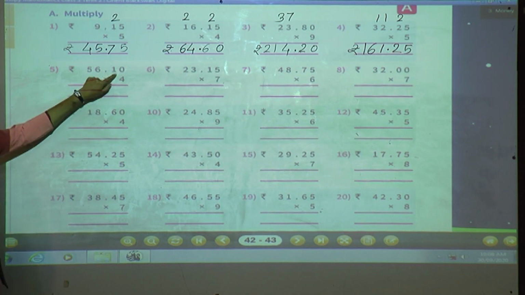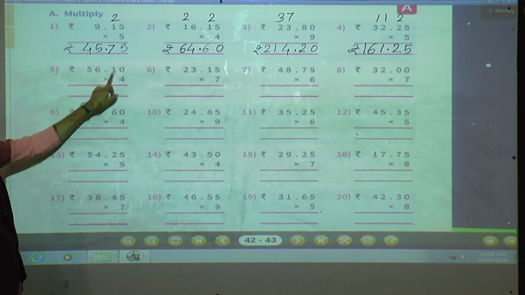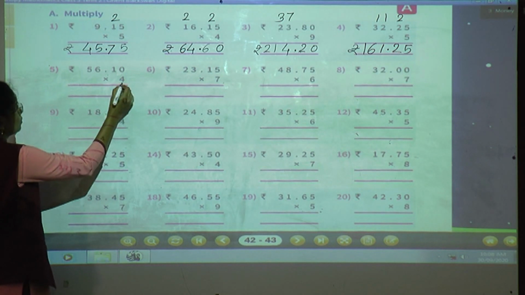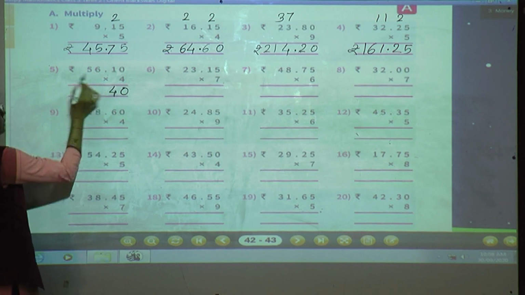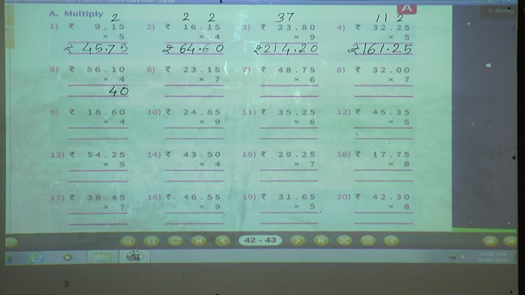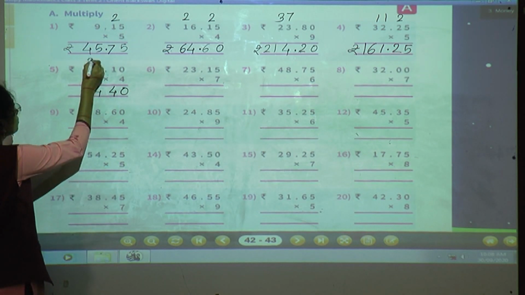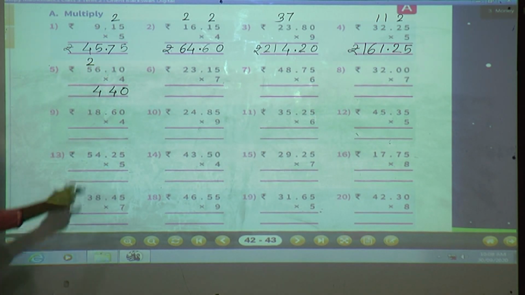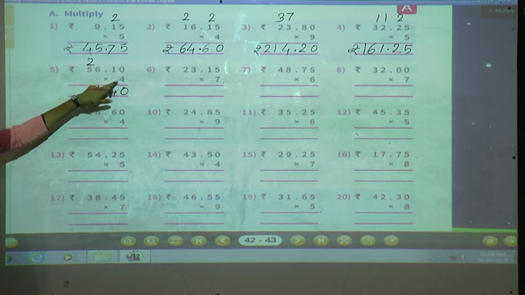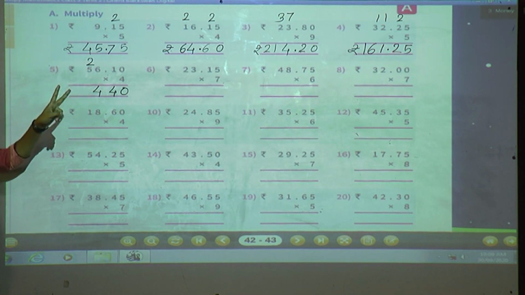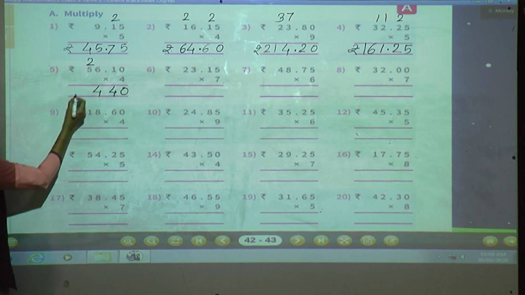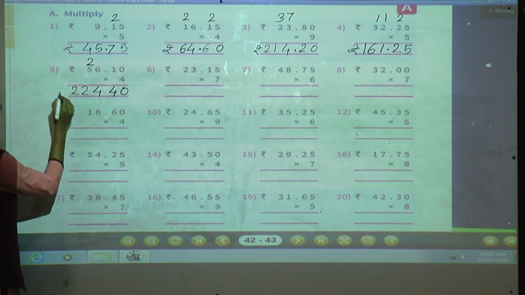Now start from the ones place here. 4 into 0, 0. Then 4 into 1. 4 ones are 4. Then 4 into 6. Yes, 4 6s are 24. Correct. So here we'll write 4 and 2 as a carry. Then 4 5s are 20. In 20 we have to add this 2. So 20 plus 2, 22. Here we'll write 22. Okay.